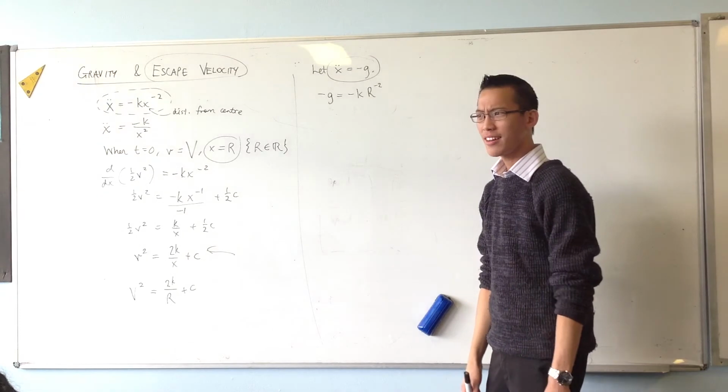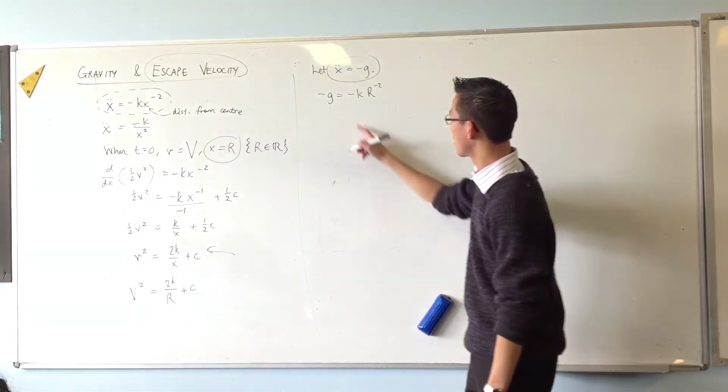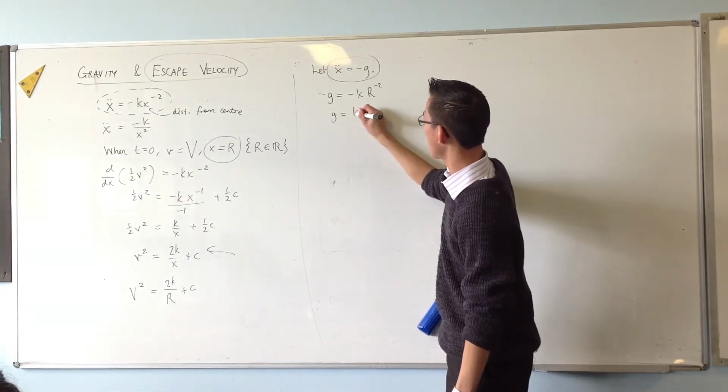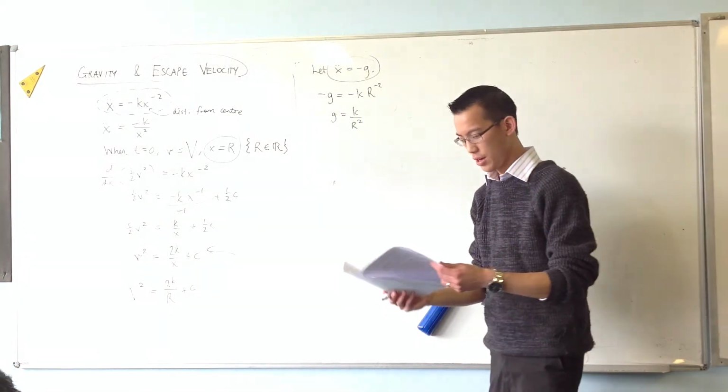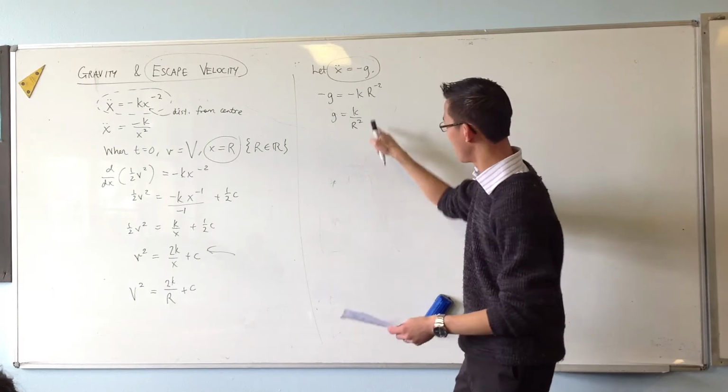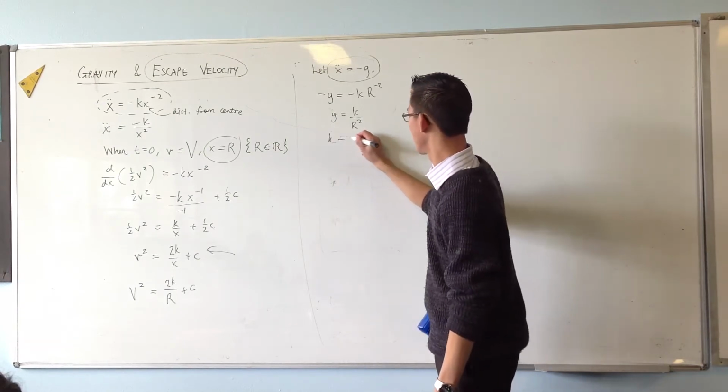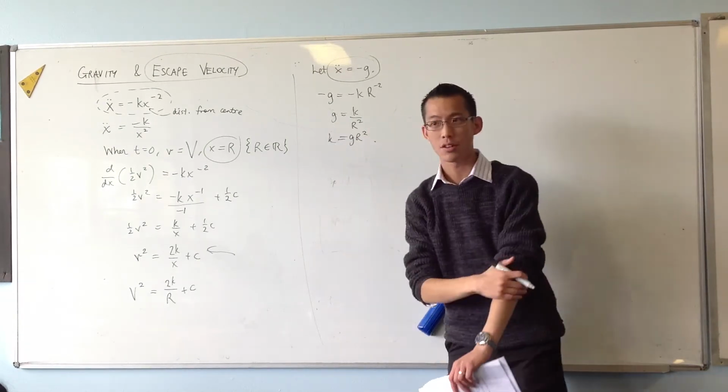Okay, now what did I want again? I wanted k. So let's simplify a little bit. I've got g equals k on r squared. So that gives you now, if you kick your r squared over the other side, there's the result they were after.